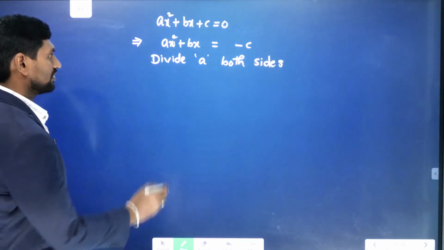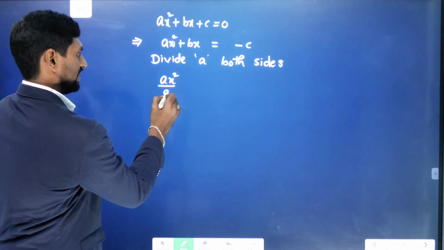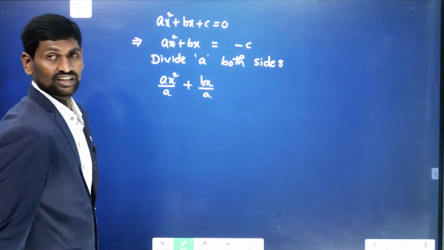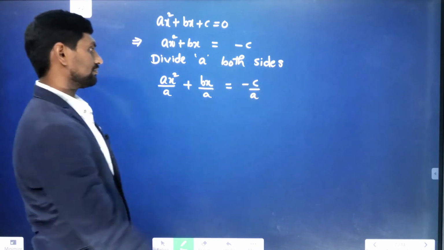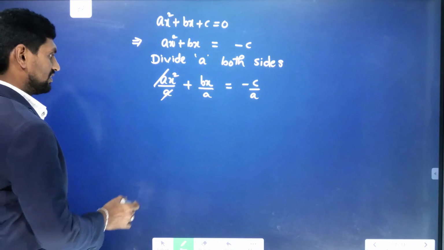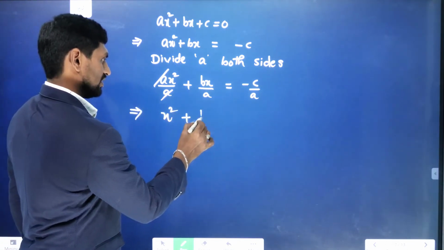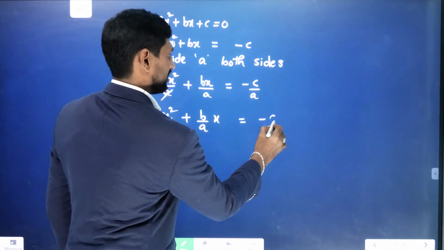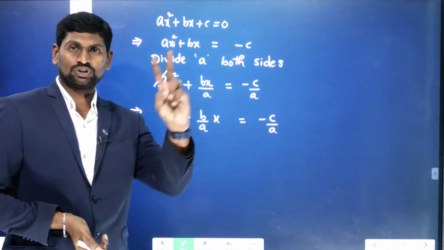Okay, na? So that means ax square by a plus bx by a equals to minus c by a. Now these two cancel. Now the equation is in the form of x square plus b by a into x is equals to minus c by a. Right. Two steps completed.